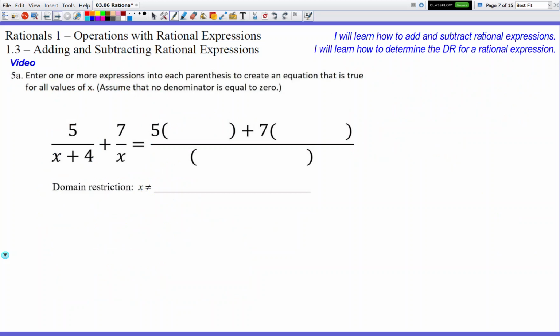Okay, so this one is going to be the same exact problem as number 4. It's just going to be set up and looking a little different. So the first thing you probably want to do to make this thing look a little easier to manage is put the x plus 4 in parentheses.